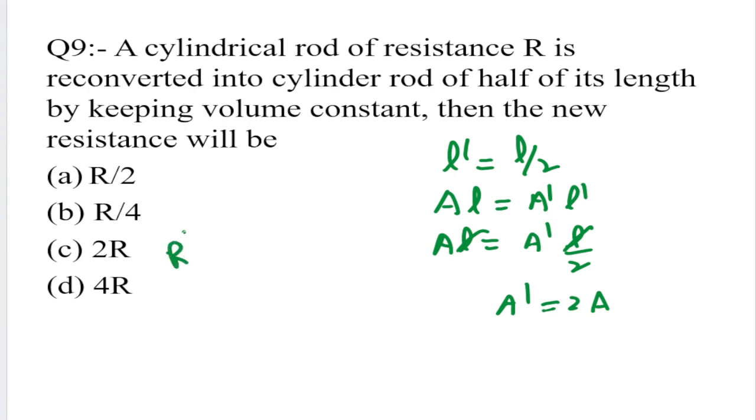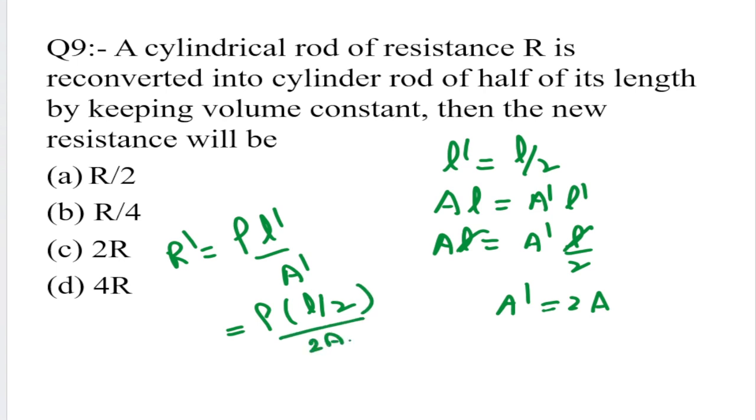So the new resistance equal to rho L dash upon A dash. Rho L dash is L by 2. A dash is 2A. Now half shift into numerator, 1 upon 4, rho L upon A. So resistance becomes R by 4. So B is the correct option.